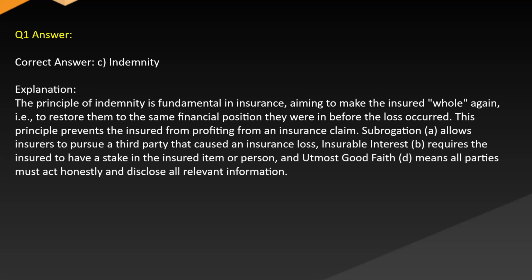Correct answer. C. Indemnity. Explanation. The principle of indemnity is fundamental in insurance, aiming to make the insured whole again, i.e., to restore them to the same financial position they were in before the loss occurred. This principle prevents the insured from profiting from an insurance claim. Subrogation (A) allows insurers to pursue a third party that caused an insurance loss. Insurable interest (B) requires the insured to have a stake in the insured item or person. And utmost good faith (D) means all parties must act honestly and disclose all relevant information.